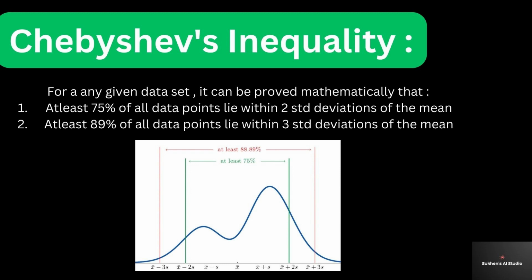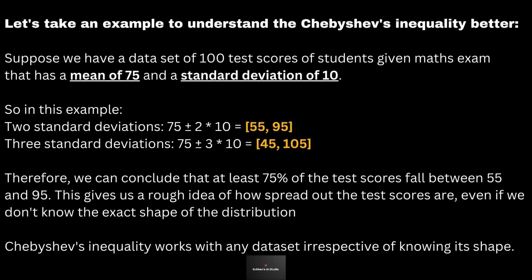To understand this better, let's look at this example. We are given a dataset of test scores of students with a mean of 75 and standard deviation of 10. So, to calculate the range of dispersion, we apply Chebyshev's rule. We know our mean is 75 and standard deviation is 10. So for calculating 75%, we get a range of 55 and 95 as our range, and 45 and 105 as our range for 89%. Looking at this, we can conclude that at least 75% of test scores fall between 55 and 95.